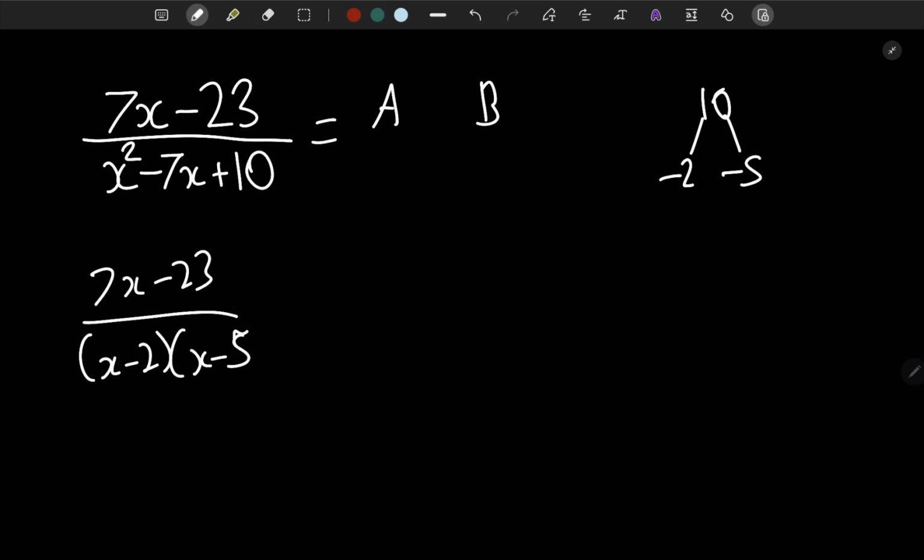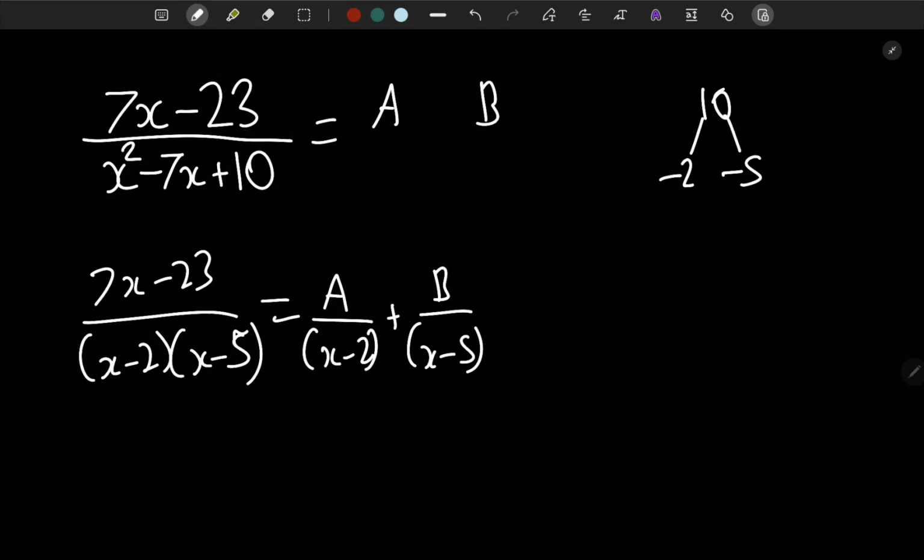And now we can write a as 1 over one of the factors, so one of the brackets, so x minus 2 plus b over x minus 5. And now we need to solve for a and b. So how do we do that? Do you guys have any ideas?